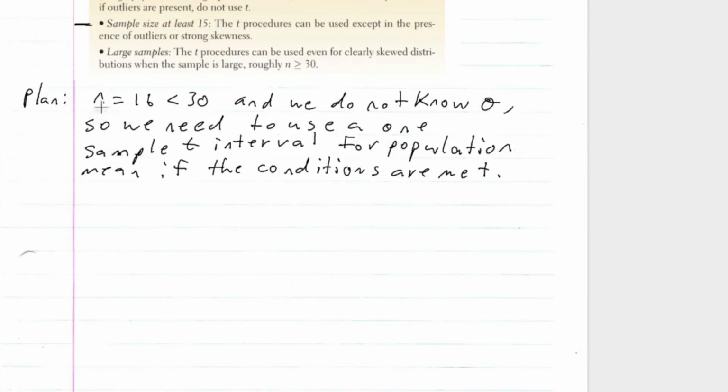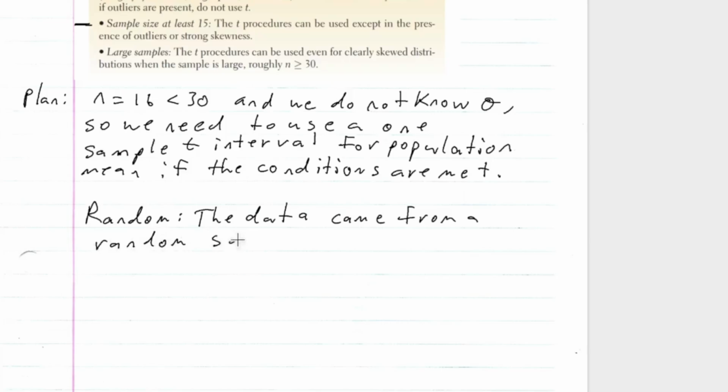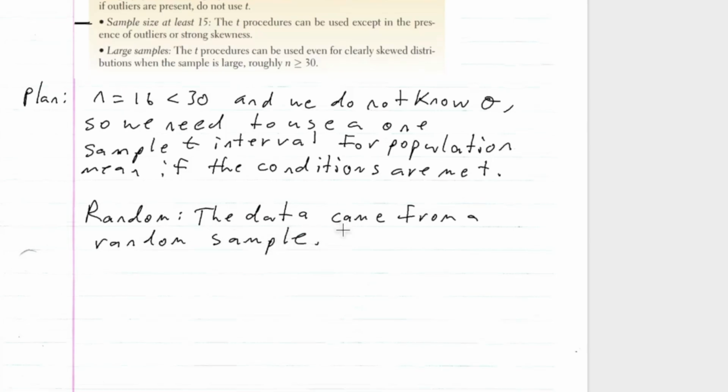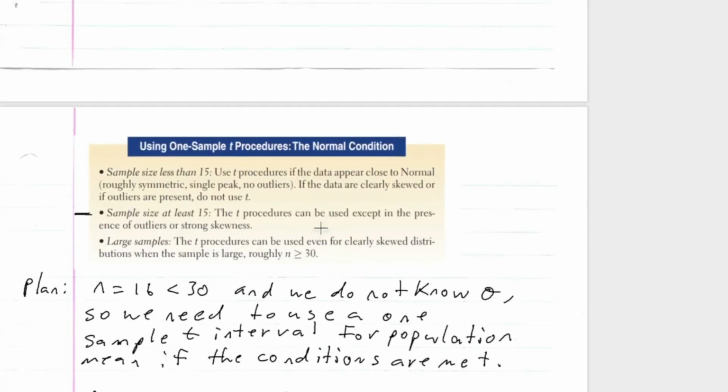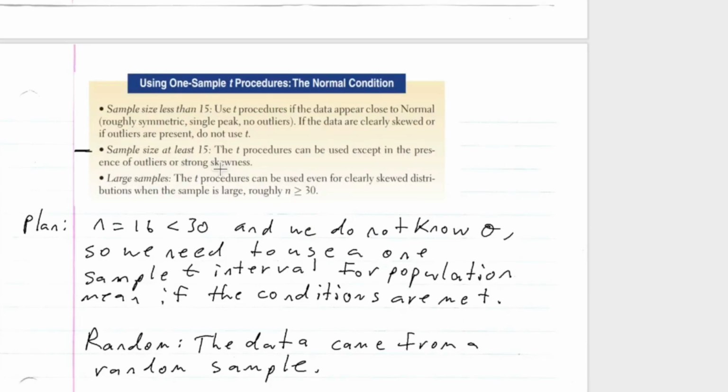So our plan is going to be, since n is equal to 16 and that's less than 30, and we do not know the population standard deviation, we need to use a one sample T interval for the population mean if the conditions are met. So the first condition, right, is random, but we were told in the problem that the data was collected randomly. So the data came from a random sample. So we're good there. Now we have to check this normal condition, right? Okay, so we have normality when there are no outliers or strong skewness.